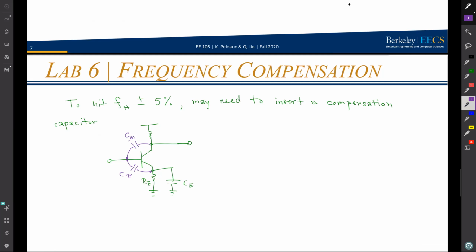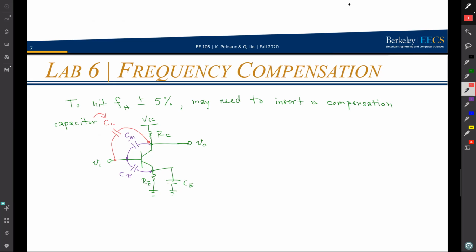Well, if I design this bias network to get the gain I want, but it doesn't give me the cutoff frequency that I want, especially if that cutoff frequency is too high because C mu and C pi are so small, what I can do is add an external capacitor, which I'll call CC. I know we've used CC for coupling capacitors, but that's this compensation capacitor.